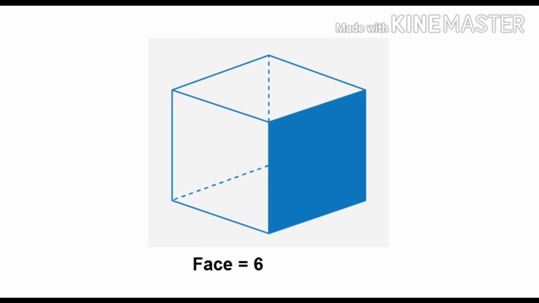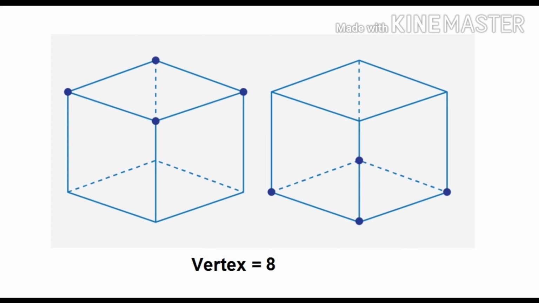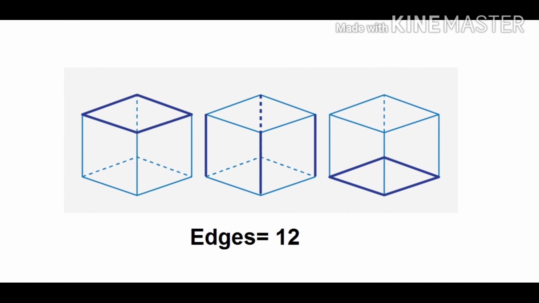As we are starting with the cube, starting with the faces, there are 6 faces in the cube. You just have to count the flat parts of the cube as shown in this picture, the blue area. Now come to the vertices. Vertices are the corners, so you just have to count the blue points as shown in the picture. There are 8 vertices in the cube. And the last is edges. There are 12 edges. You just have to count the straight lines.